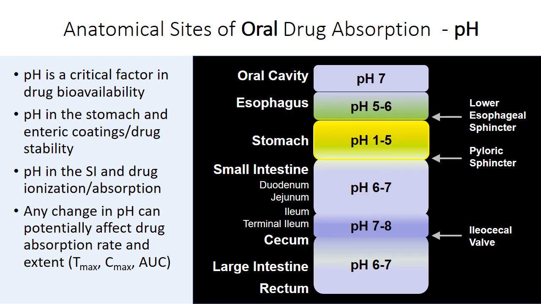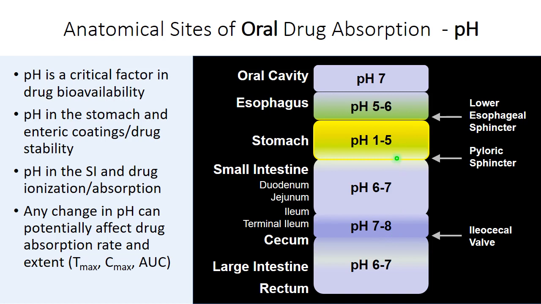So please understand the general trends, like where are we most acidic, where are we generally neutral, close to neutral or alkaline, and that would be all the intestines, just a general idea. And please understand the reason why these pHs can be so different is because we have valves or sphincters. So we have the lower esophageal sphincter, the pyloric sphincter, and then down in the colon we have the ileocecal valve, actually between the small intestine and the colon.